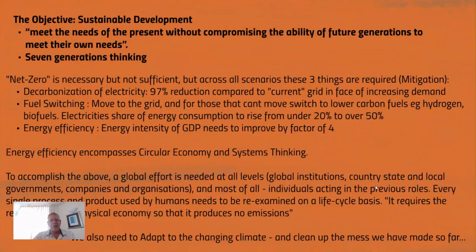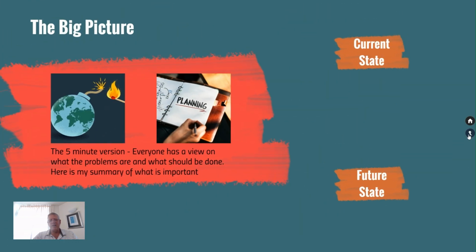I also talk about the future state of the world. What does sustainable development mean? What is net zero? That's part of the solution, but not everything. We need net zero, but it's necessary but not sufficient. We also need to clean up the mess we've made. We need to really get to a circular economy and systems thinking. So that's just a very high-level view of the future state.